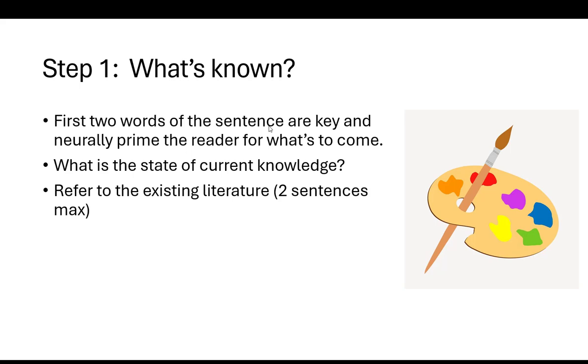So if your research is about autism, autism needs to be one of the first words of your abstract. However, if your research is about neural circuitry, and you use an autism model to study neural circuitry, the neural circuitry should be the first word in your abstract. And you want to spend 1 or 2 sentences referring to the existing literature, painting a picture, which is why I've put this icon here, of what is the state of current knowledge. So 2 sentences about what's known.